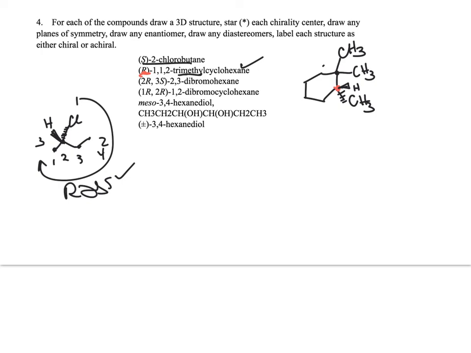So this would be carbon number 1, carbon number 2, carbon number 3. 1, 2, 3, that's counterclockwise. So that would be S, and then S would have to go to R because hydrogen's coming at you. So that would be correct.